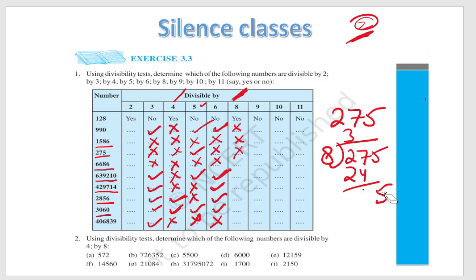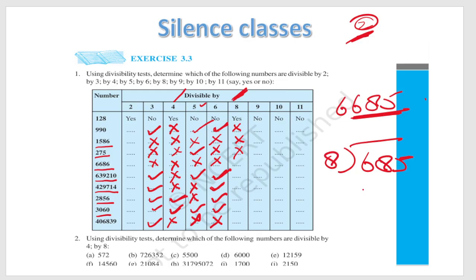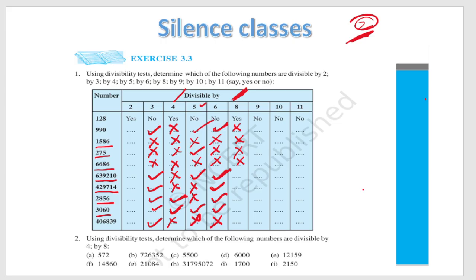Now let's check it out. The next number given to us is 6685. Let's take the 3 digits 685. Let's check whether it is divisible by 8 or not. 8 eights are 64, 4 and 5, and 8 fives are 40, 45 is remaining. This means this number is also not divisible by 8.